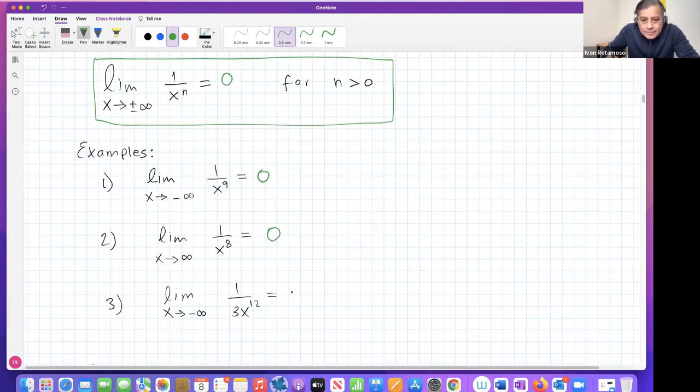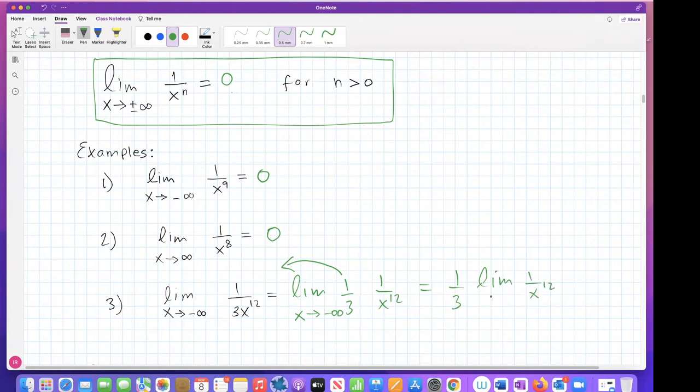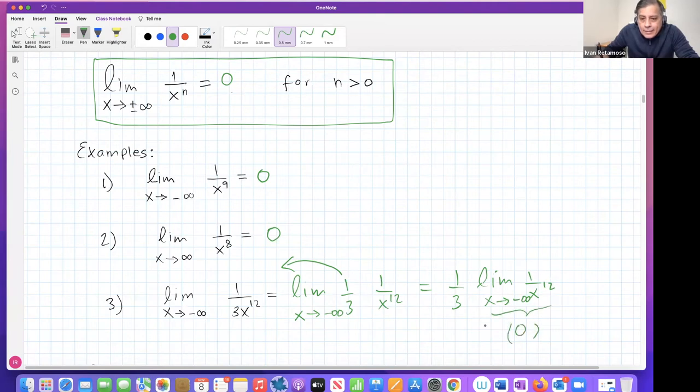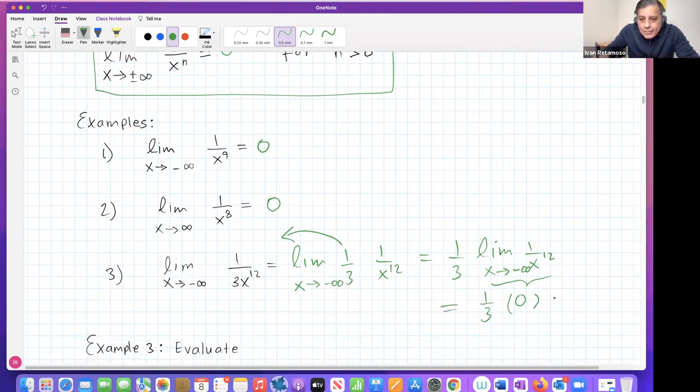What about this one? What should be this? Let me separate this, just to be formal. And then, what do you think should be this? One third comes out and we end up with this, right? But what is this guy? Limit of 1 over x to the 12. Zero. Excellent. This is zero, and zero times any number is zero. So very good. So I want you to get this: whenever you have a power of x in the denominator and x is going either to infinity or minus infinity, it's zero. We are going to use that a lot.